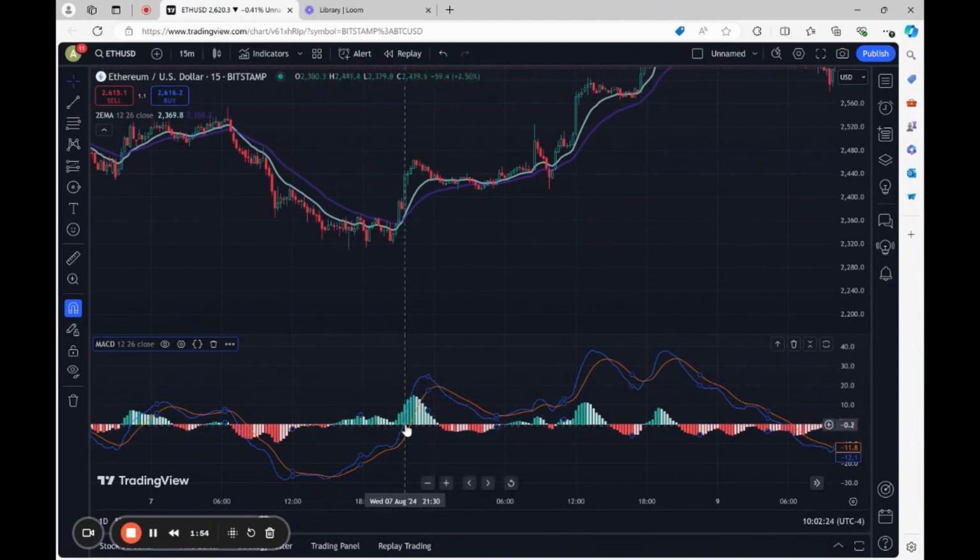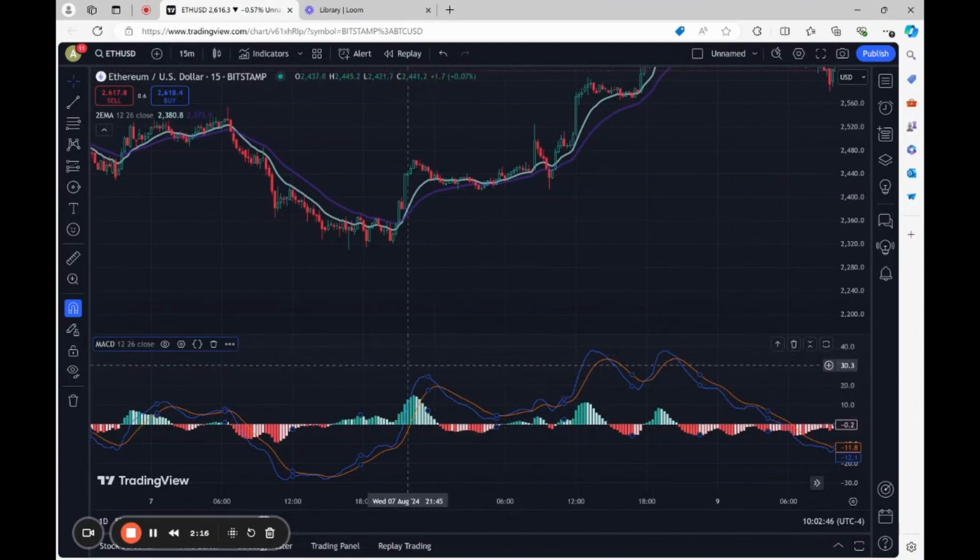And lastly, we have these bars here, which is the histogram. And the histogram tells us the difference between the current MACD line and the signal line, which is the exponential moving average of the MACD line. So when the bars are green, that means the MACD line is greater than the signal line. And when the bars are red, that means the MACD line is lower than the signal line.